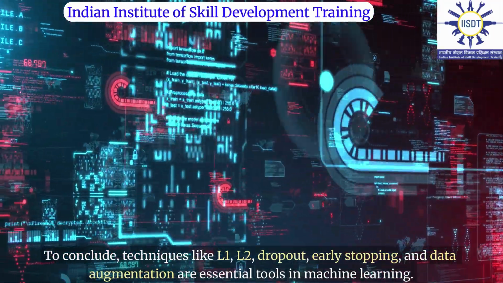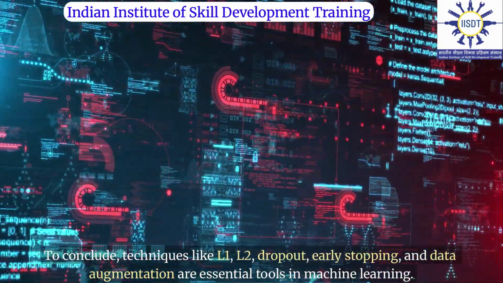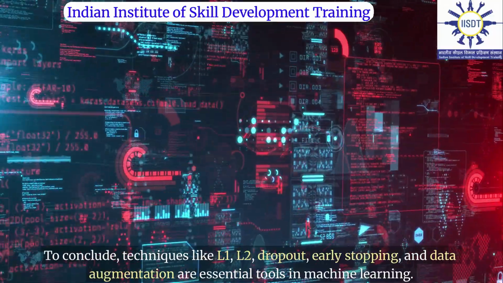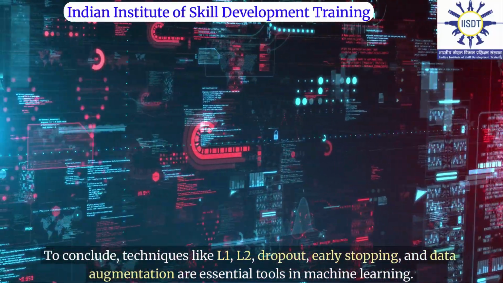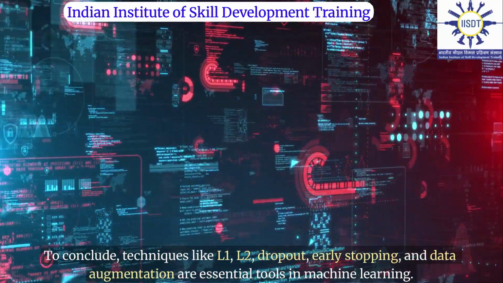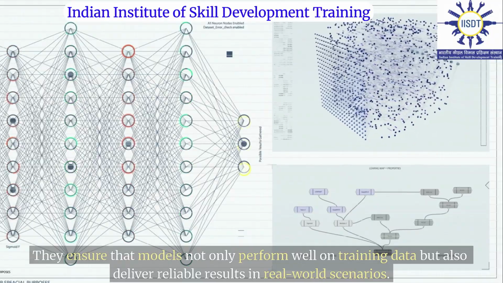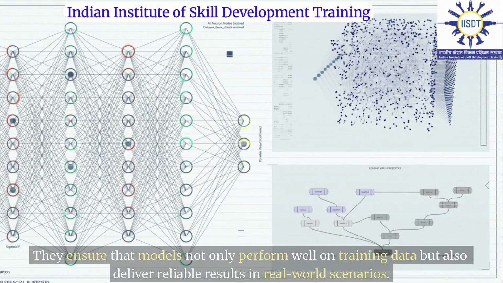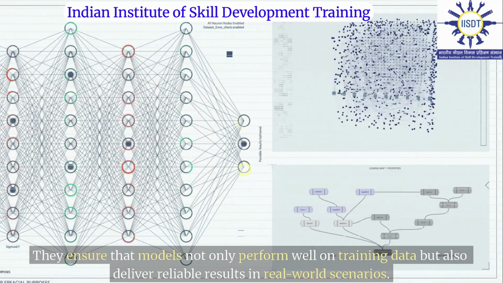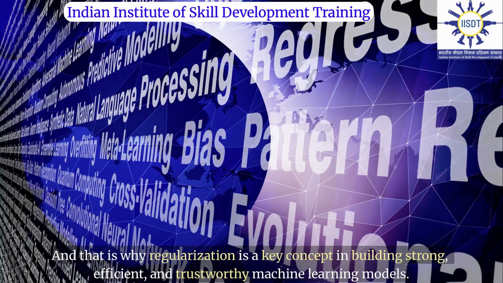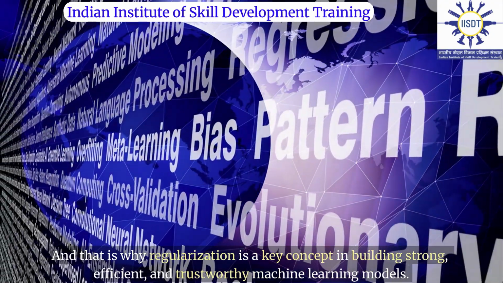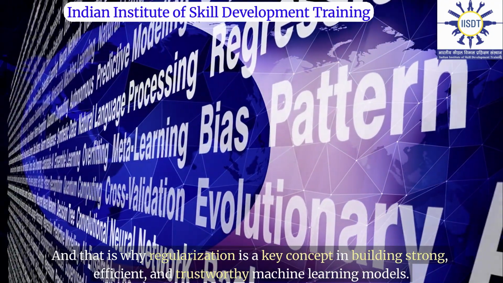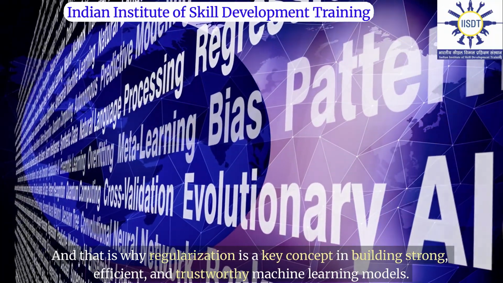To conclude, techniques like L1, L2, dropout, early stopping, and data augmentation are essential tools in machine learning. They ensure that models not only perform well on training data but also deliver reliable results in real-world scenarios. And that is why regularization is a key concept in building strong, efficient, and trustworthy machine learning models.